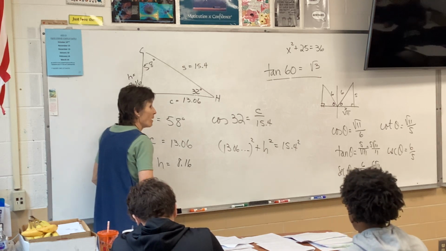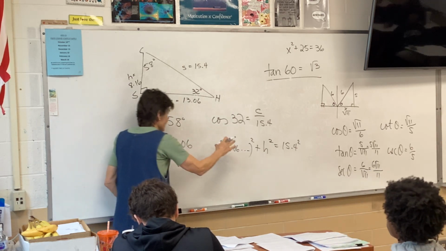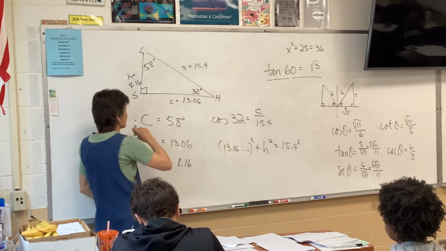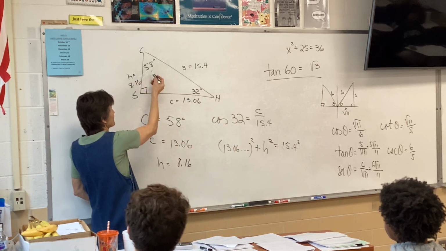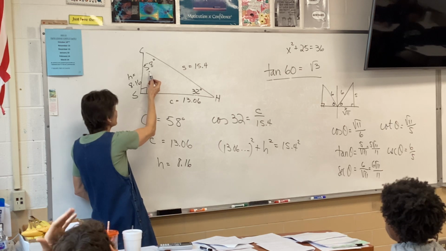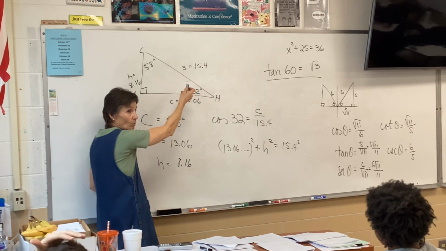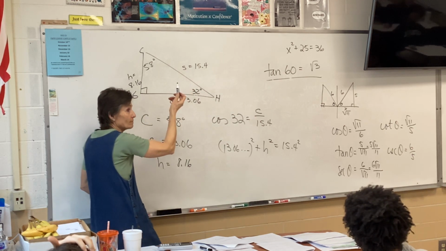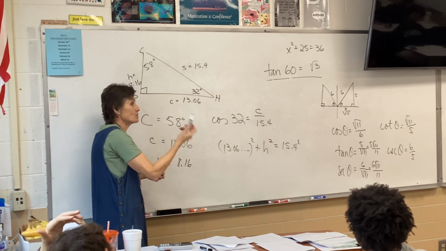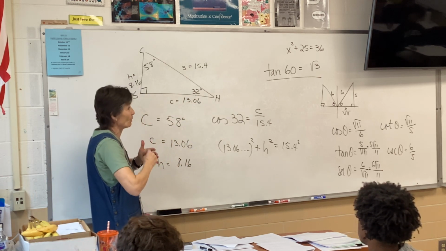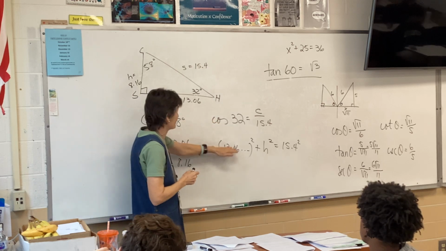There's nothing wrong, like I said, with the way we did it. I probably would have said cosine 58 equals h over 15.4 and done it that way. We're supposed to use given information when we solve, but as long as you're not rounding it off, it's okay.